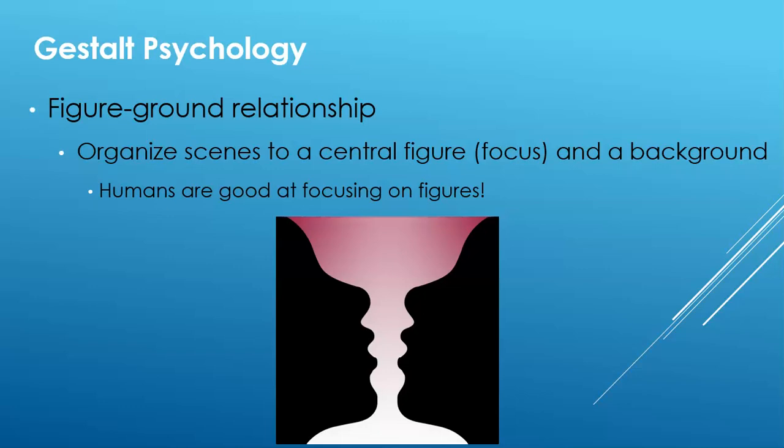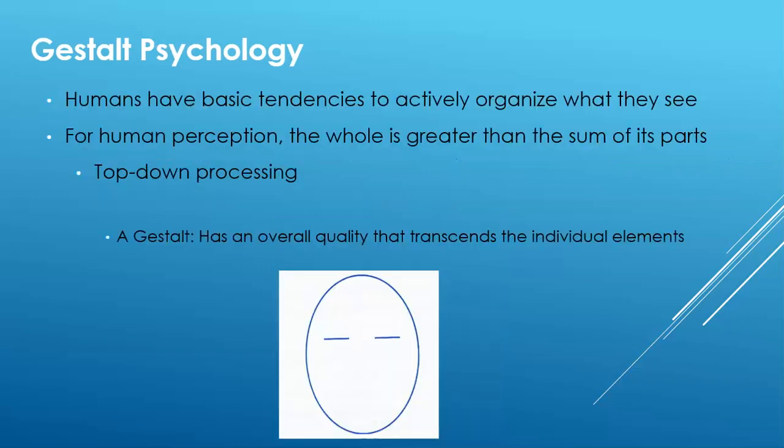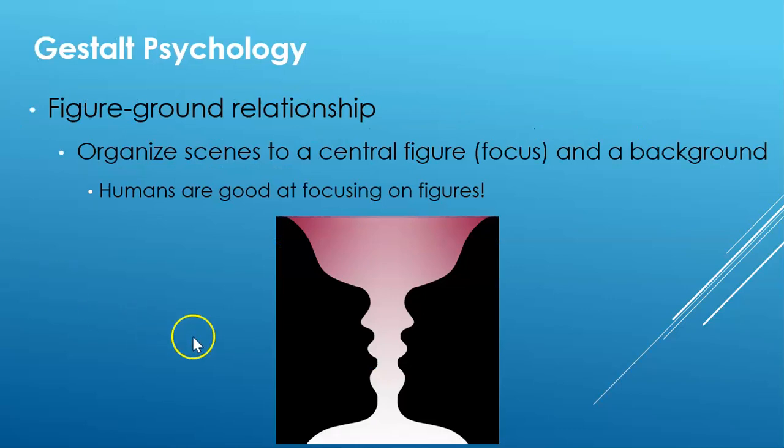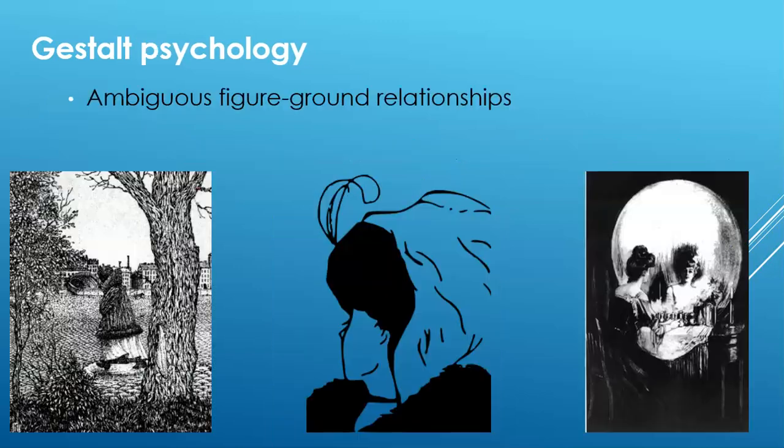Now, if we look at other types of figures, like if we just go back to this figure here, this would clearly be the figure, and then this is the background. Or if you're talking about the text on the slide, that's clear. But we can have these optical illusions, like this one here with the faces and the vase, where it's hard to decide what is the figure and what is the background. So here are some more examples of ambiguous figure-ground relationships.